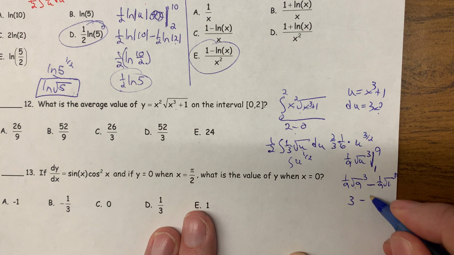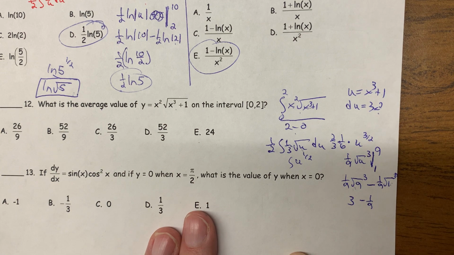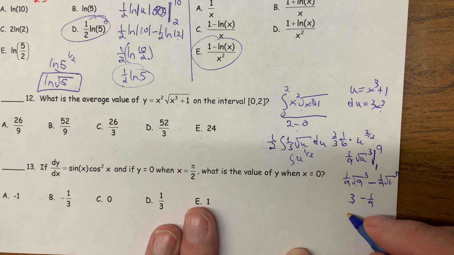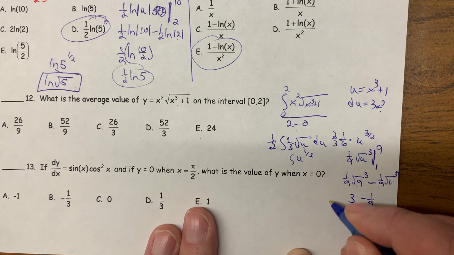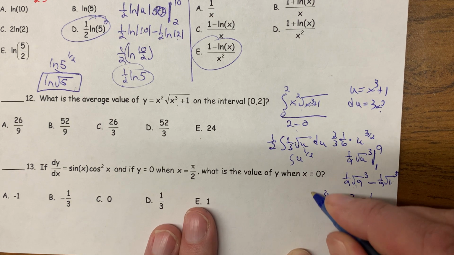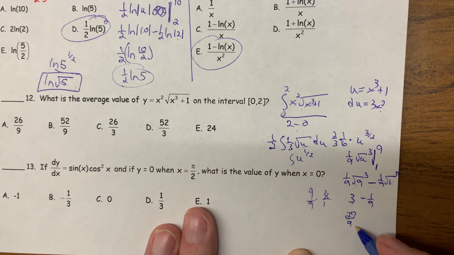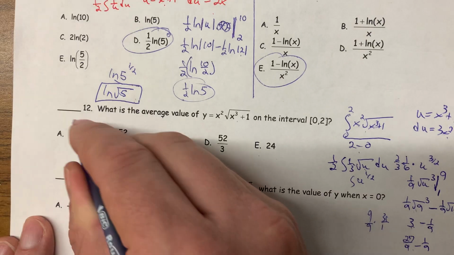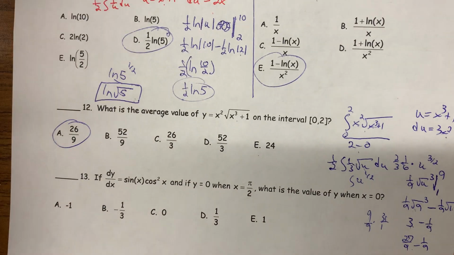1 cubed is 1. So 3 minus 1/9, we need to get this into ninths. 3 is 27 ninths. So 3 over 1 times 9 over 9 gets you there. 27 divided by 9 is 3. Minus 1/9 is 26 ninths. Yuck, that's an ugly problem.